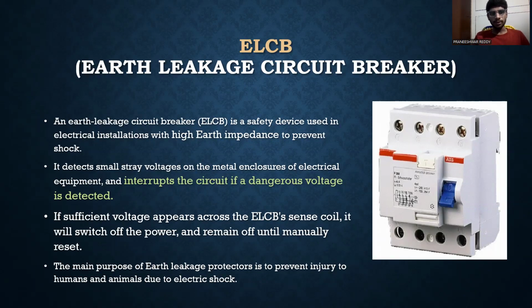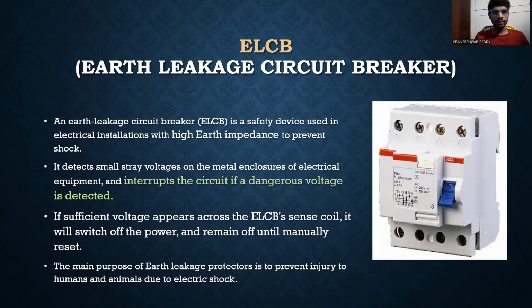So what does an ELCB do? It detects small stray voltages on the metal enclosures of electrical equipment and interrupts the circuit if a dangerous voltage is detected. Okay, so if sufficient voltage appears across the ELCB sense coil, it does have a coil, so it will switch off the power and remain off until manually reset. Okay, so the main purpose of using this ELCB is to prevent injury to humans and animals due to electric shock, and it also protects the electrical appliances.